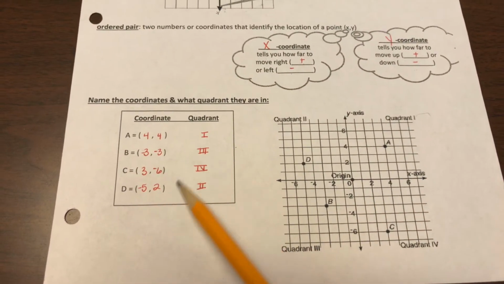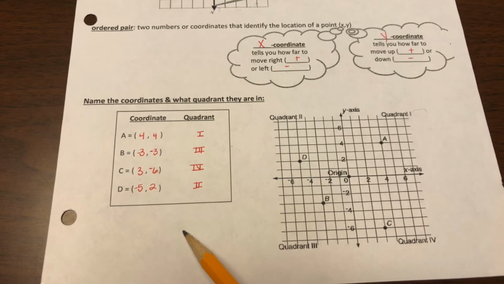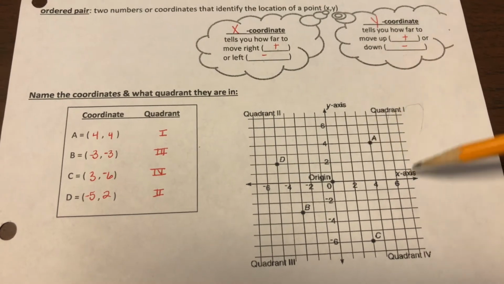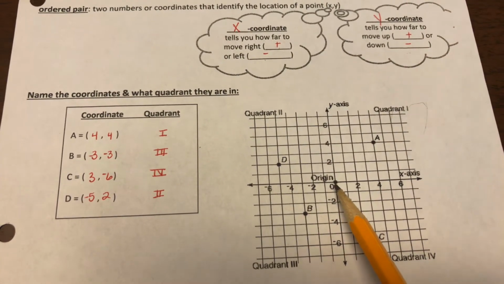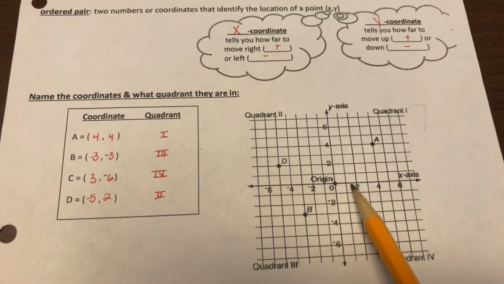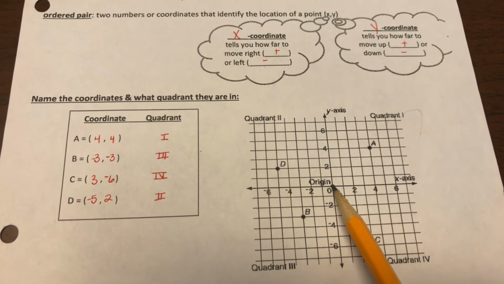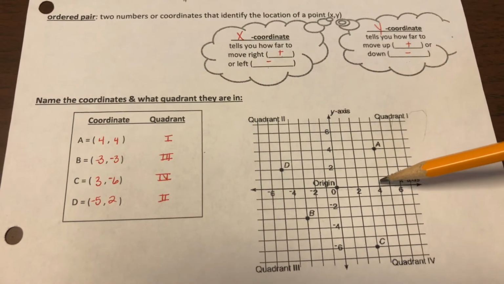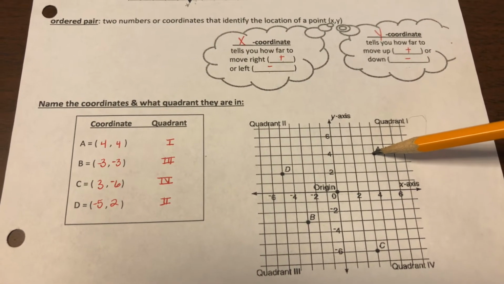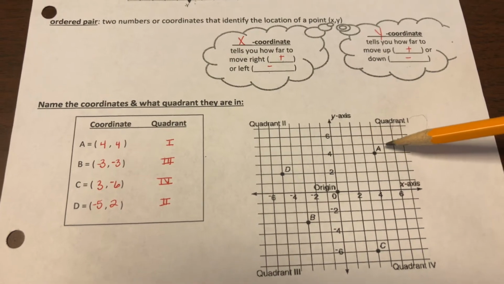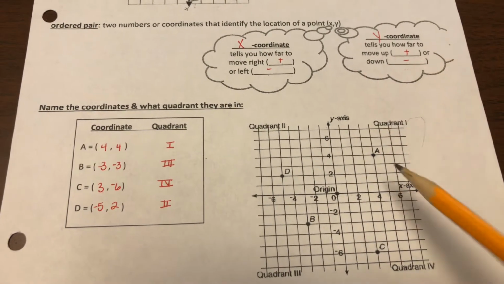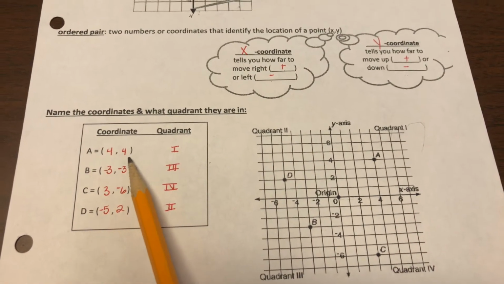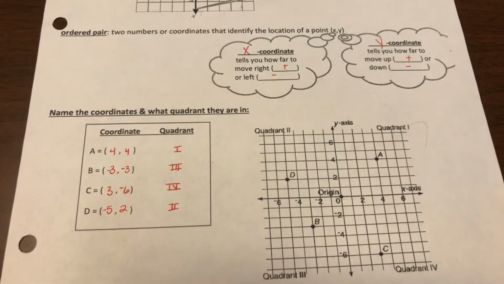So on your worksheet, all of these are blank, so we're going to fill in and get the answers. Point A, if you will notice, it is in quadrant 1. If I start at the origin, I have to move over 4 spaces to the right. That's a positive 4 on the x-axis. And then from there, I have to move up 4 spaces, which is a positive 4 on the y-axis. So the location of point A would be at (4, 4). Positive 4, positive 4. That is in the first quadrant.